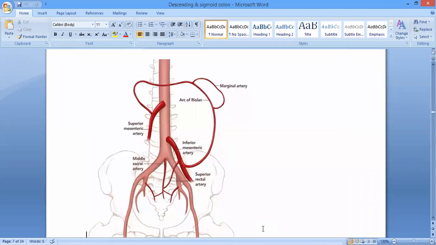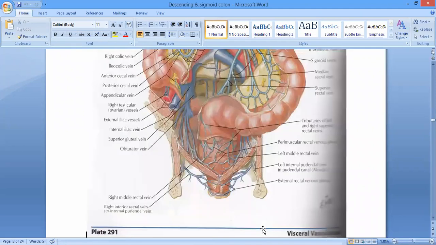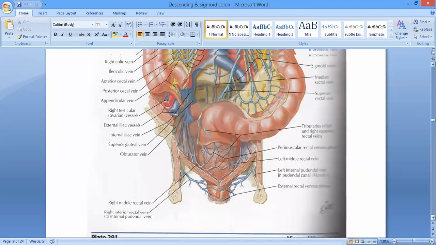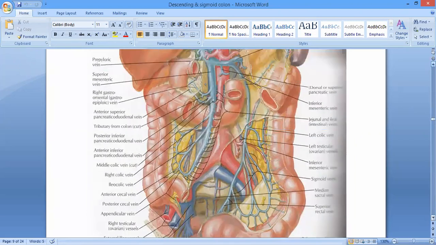Okay, we'll talk about the venous drainage. In the venous drainage, you can see, of course, the arteries are accompanied by veins. The left colic artery has veins running along with it, the left colic veins, right? So the left colic veins are going to drain into the inferior mesenteric vein, right?